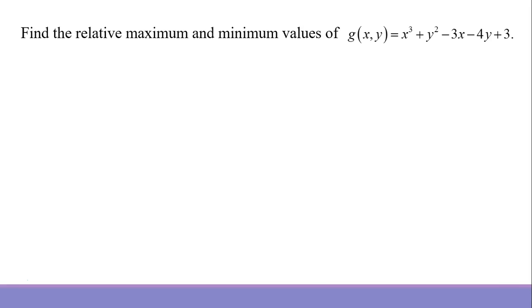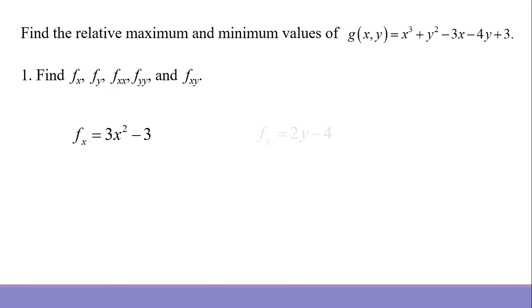All right, let's try one last problem. Once again, relative maximum and minimum we'll find exactly the same way. We'll find our first and second partial derivatives. So f sub x is 3x squared minus 3. F sub y is 2y minus 4. F sub xx is 6x. F sub xy is 0. And f sub yy is 2.